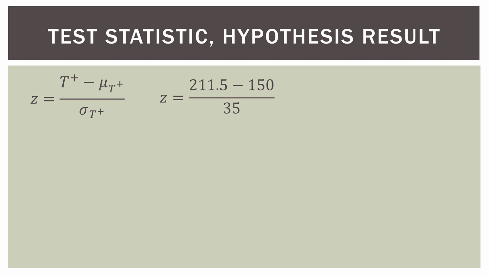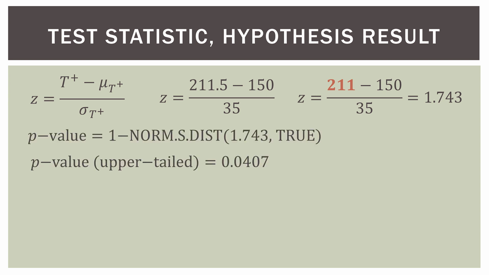Now, we do have to apply the continuity correction factor because, again, we are using a continuous distribution to model a discrete distribution. To do that, we just changed 211.5 to 211. It's a small change, but if you're entering answers into a homework system and you don't do that when it expects you to, you might get it wrong. So we have 211 minus 150 divided by 35. That gives us a z-value of 1.743.